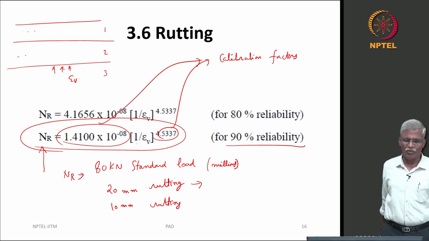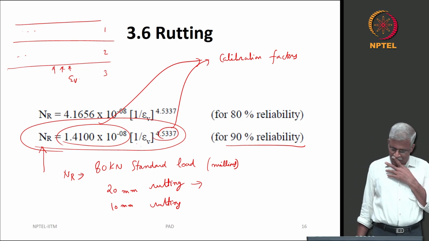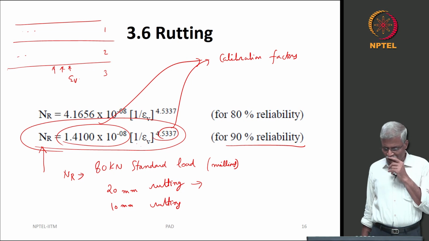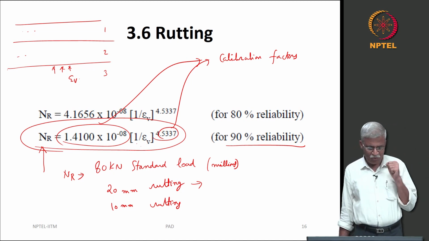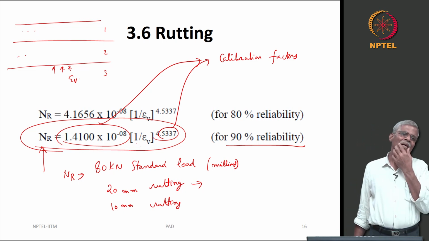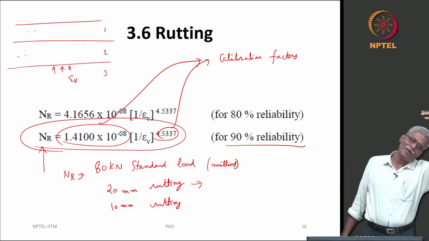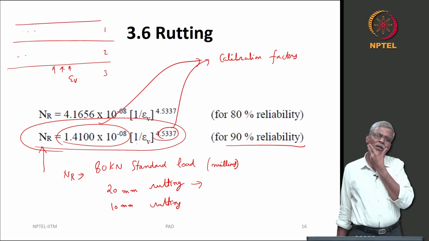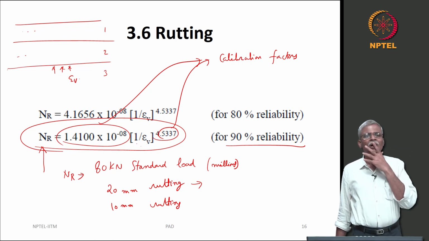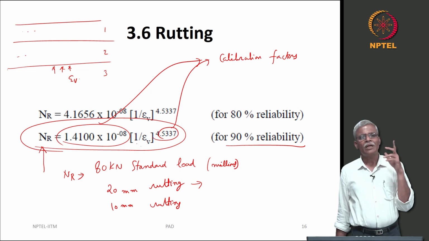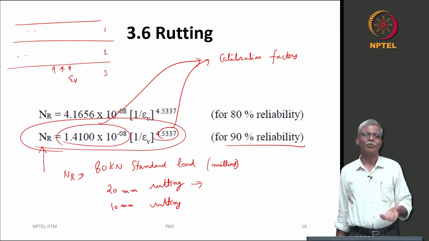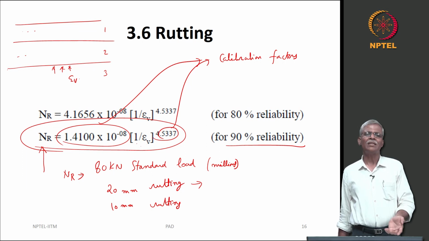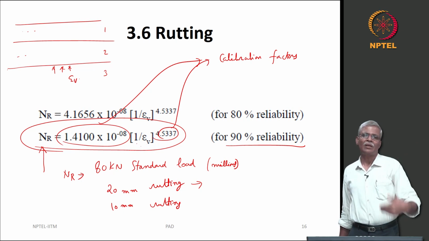What about the empirical formula? When you look at it, you realize, okay, now I understand what you mean. This 4.5337, 1.41 into 10 power minus 8 seems to be coming from some empirical data collection, right. Now, how do you justify it? On the left hand side, I see that number of repetitions to failure to cause 20 mm rut depth is related to one vertical compressive strain.